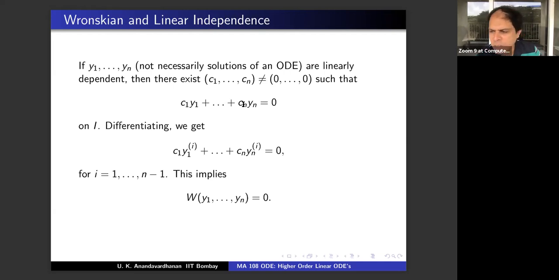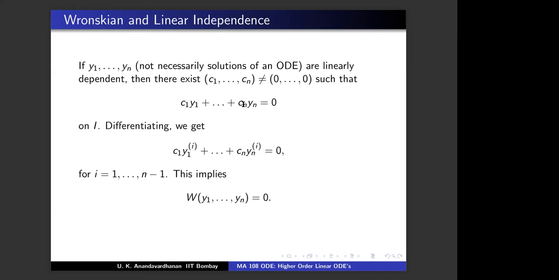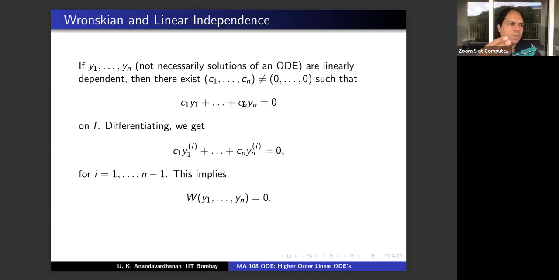The Wronskian matrices are not invertible, right? If you have a homogeneous system of linear equations with a non-trivial solution, what is the conclusion about the matrix? Not invertible. Because if the matrix was invertible, by multiplying by the inverse, you would have got the trivial solution. So if a non-trivial solution is there, the matrix is not invertible, in terms of the determinant it is zero.